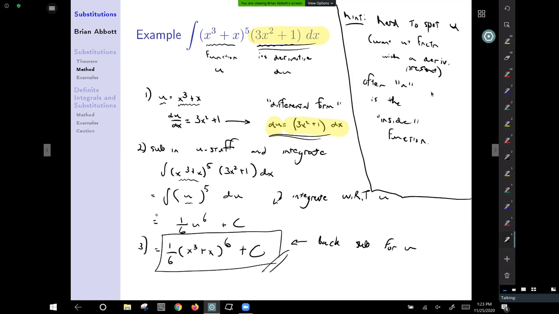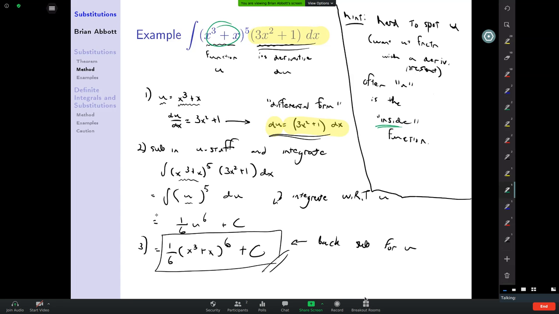And looking back at our example, what I mean by inside function here is, our u was the thing that was hidden inside of the fifth power function, whereas the other bit, 3x squared plus 1, was kind of outside. It wasn't hidden inside of anything. So that's just a general tip and strategy as you're starting to try these problems. And we'll talk about more in some examples that are coming up.